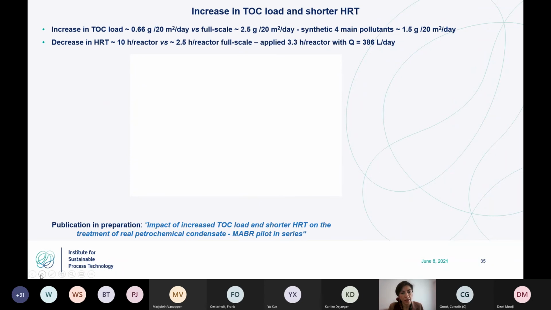For the majority of the tested time, we applied the above-mentioned loading and hydraulic retention time. But after that, some preliminary calculations were made to compare the applied conditions at pilot scale to what will be expected on a full-scale MABR system. These preliminary calculations projected much higher loading and much shorter HRT on full scale. To test some conditions which are more comparable to full scale, we increased the load to the pilot by inserting a synthetic mixture of the main 4 pollutants and gradually increasing their concentration. This was done in 2 phases. Next, please.